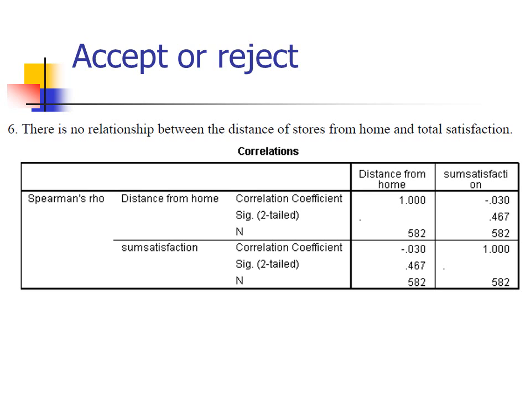If you scroll down, you see a SIG value next to sum satisfaction, and under the sum satisfaction box you see the exact same numbers. It's just sort of a mirror image. Don't know why they do it that way, but they do. So basically it's the 0.467 p-value that you're looking at. That tells us there is nothing significant. And in fact, that's what this hypothesis said. So we accept this hypothesis, which is the null. There is no relationship between the distance of stores from home and total satisfaction.